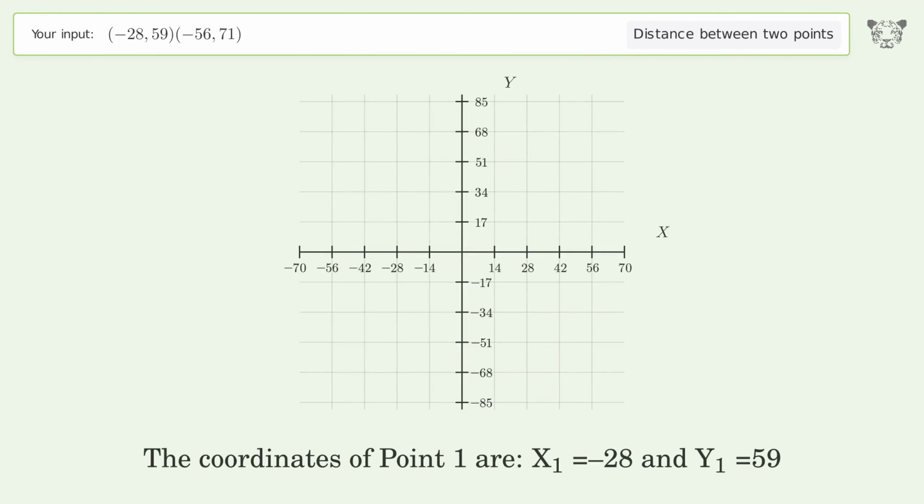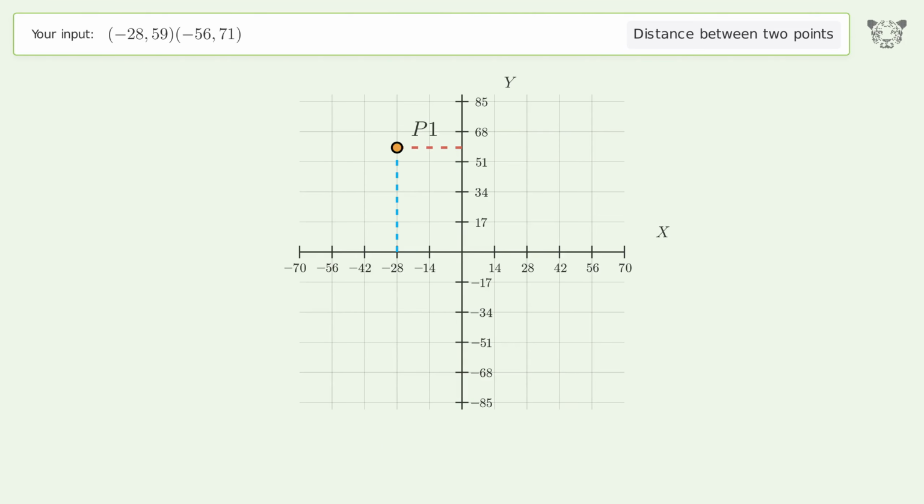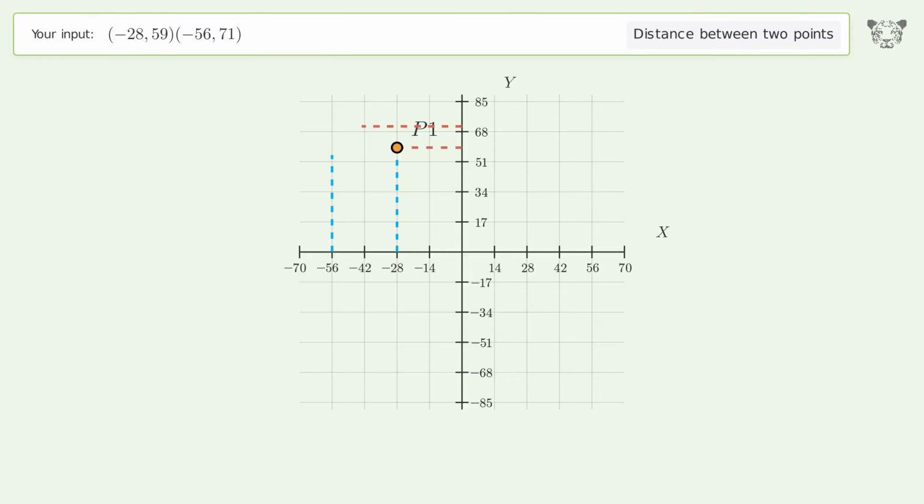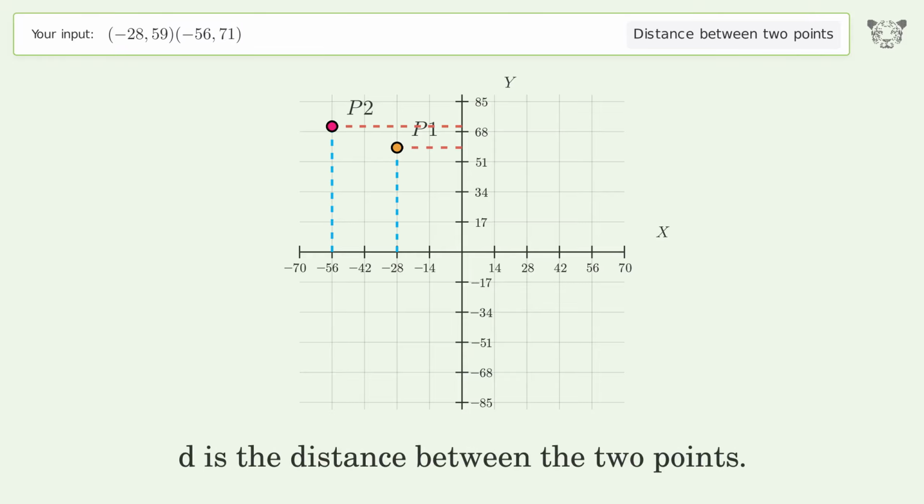The coordinates of point 1 are x1 equals -28 and y1 equals 59. The coordinates of point 2 are x2 equals -56 and y2 equals 71. D is the distance between the 2 points.